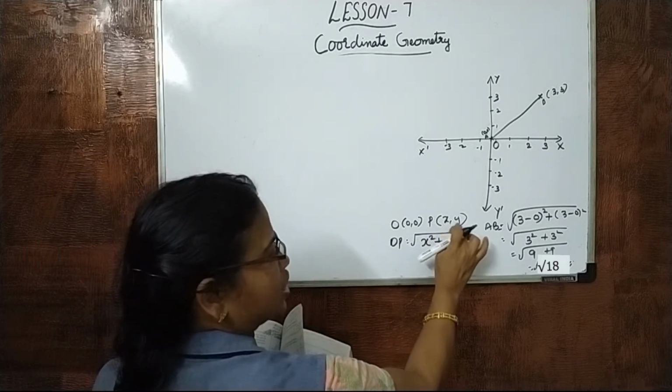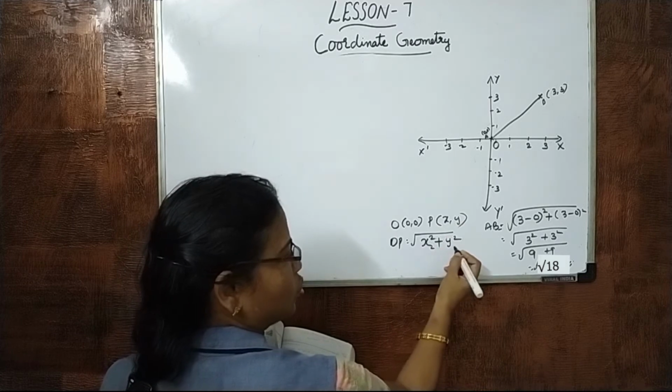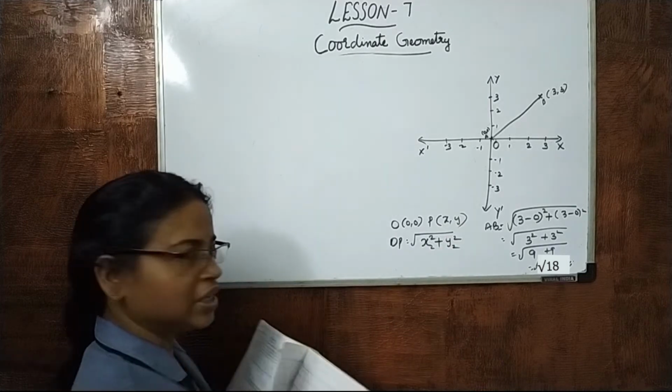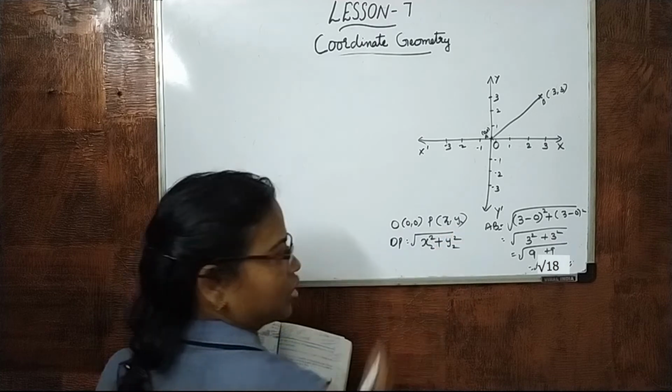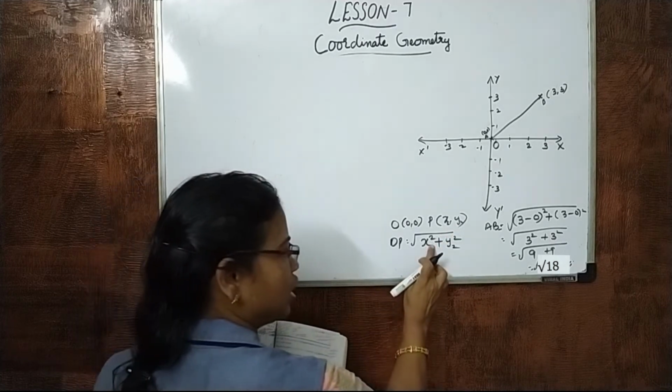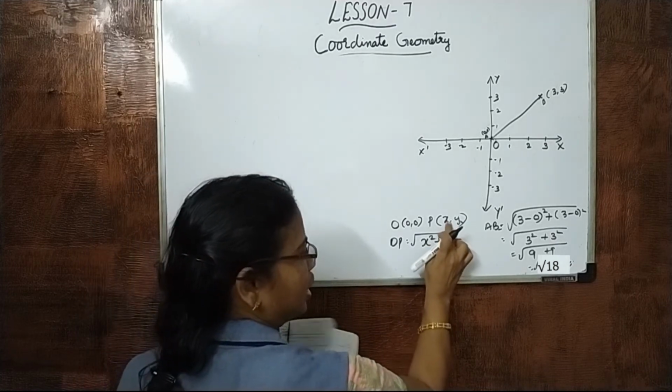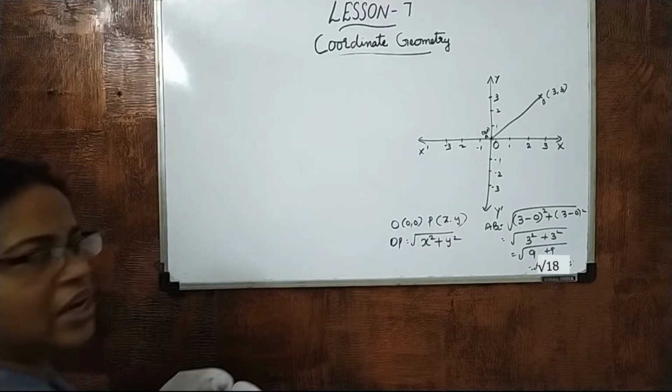Suppose here it is x2, y2. No problem, it will be x2 square plus y2 square. Here if the point is x2, y2, clear? Whichever point is there, you can write like that. Okay, so you will write the notes now.